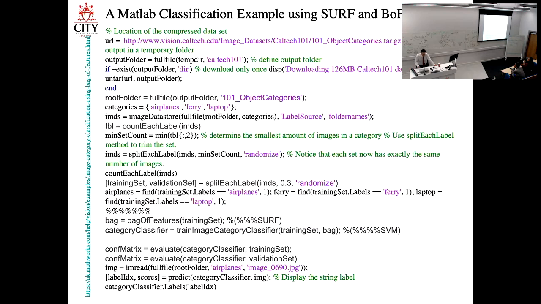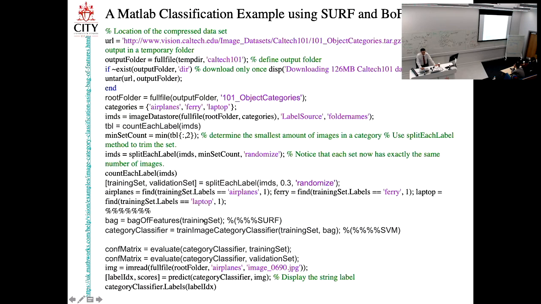So here what we have is splitting each label, and you split them into training set and validation set. So this is my training data. I'm taking some from each class. I'm creating a training set and validation set. And the rest is not that important up to here. This is the key line. Bag of features training set. That's it. 50% of your coursework.